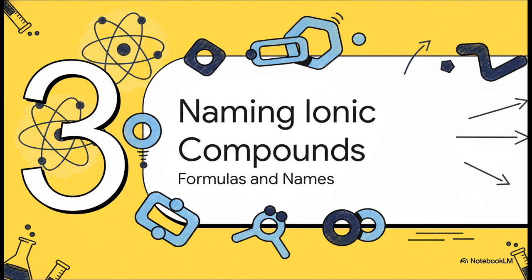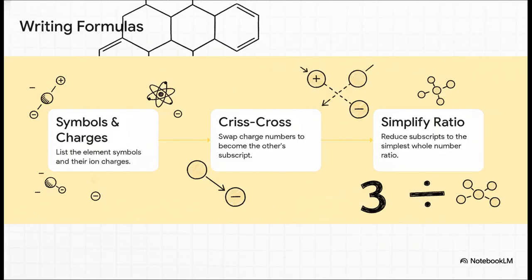So now that we know what they are, how do we actually name these things and write out their formulas? Well, it's a lot more straightforward than you might think. Okay, so for writing the formula, there's this awesome little trick called the crisscross method. It's super handy. First, you figure out the charge for each of your ions. Then, and this is the cool part, you take just the number from the charge, forget the plus or minus for a second, and you crisscross it down so it becomes the little number, the subscript, for the other element. It's just a really quick way to make sure everything balances out.